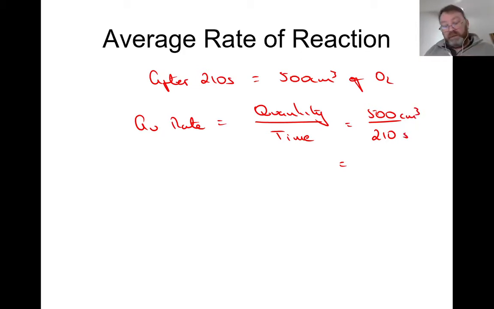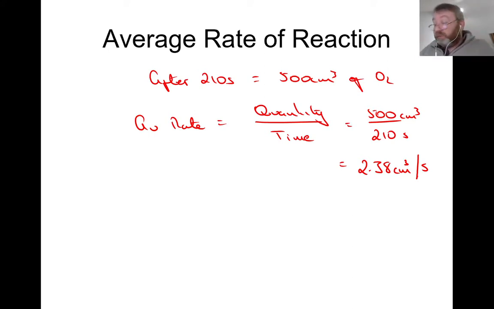Go back to this. 500 divided by 210, and that comes out as 2.38. Now, be careful. What are the units? The units are centimeters cubed per second. cm cubed / s. So again, I want you to go back to the model of the car. If you want to find out the average speed, get the distance, get the time. If you want to work out the average rate of reaction for a chemical reaction, get the quantity and put it over the time. Okay?